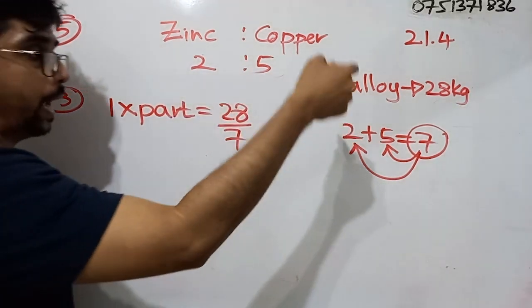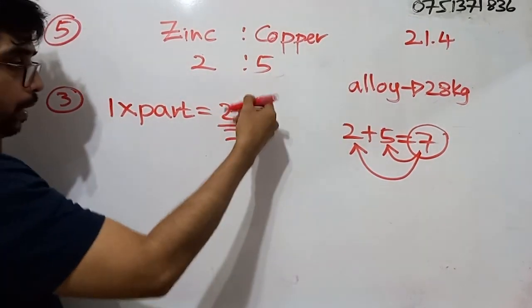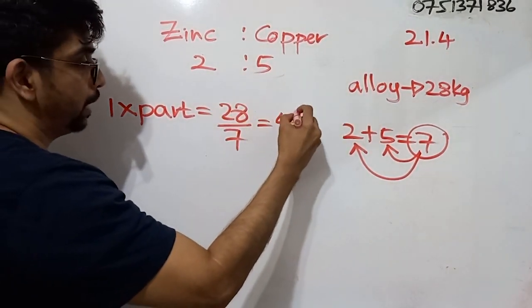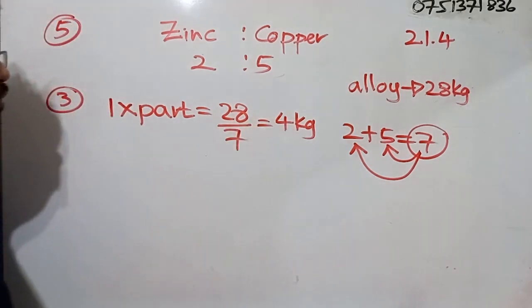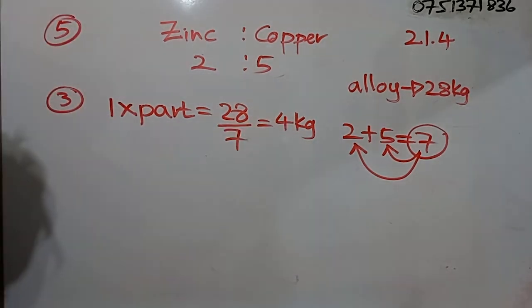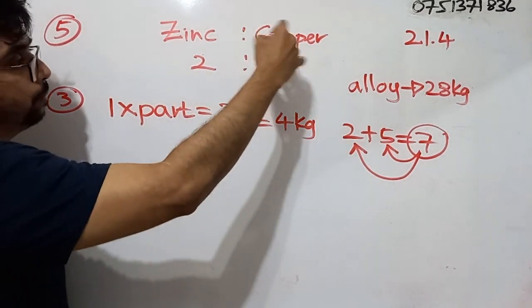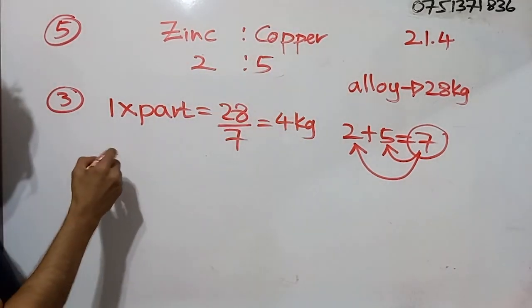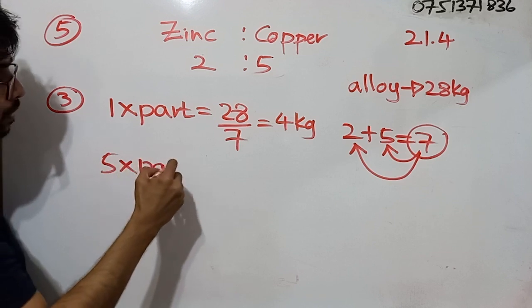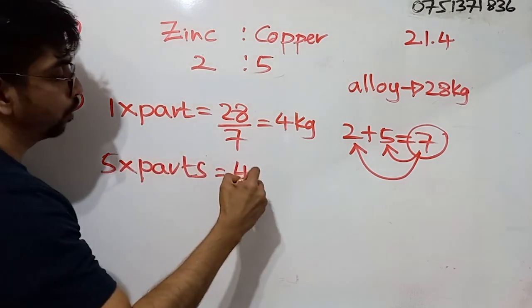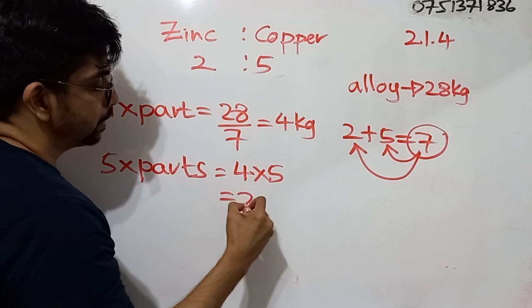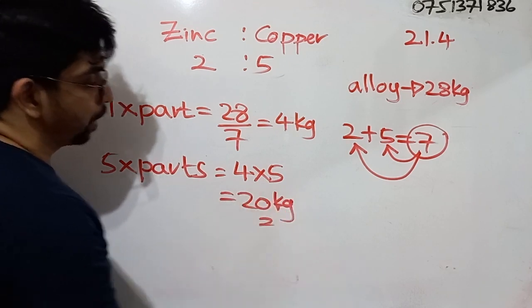Now we are talking about the alloy. 28 divided by 7, we know that is 4. So these are 4 kilograms. They are asking the amount of copper, no? So the term is what? 5. So 5 parts is equal to what? 4 into 5, which is 20 kilograms.